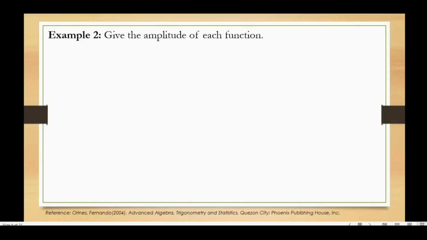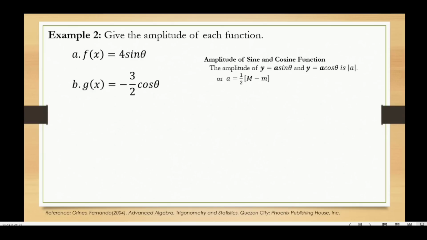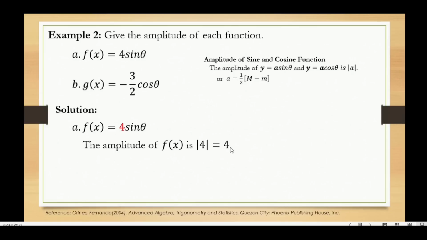Okay, tingnan natin to. Give the amplitude of each function. So, we have f of x is equal to 4 sine theta, and g of x is equal to negative 3 over 2 cosine theta. So, gamit yung tinuro ko kanina na formula, gamitin natin, alin man sa dalawa. So, unahin natin yung A. So, yung A natin dito is 4. So, absolute value of 4, still the answer is 4. Okay, so the amplitude of f of x is 4.